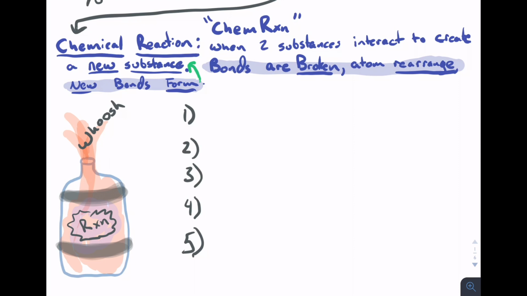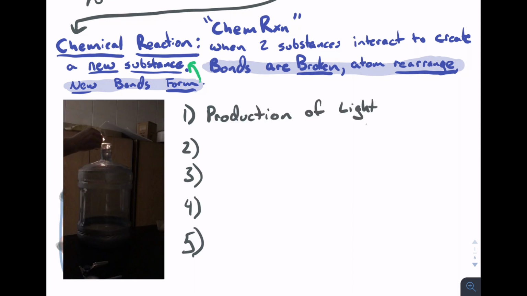And if you were in the classroom, you would have been able to smell that change, that we had created something new. So how do you know that a reaction is taking place if you can't actually see the atoms rearrange themselves? What we do is think back to what you saw during the whoosh bottle video there. You saw that light was produced. Okay, this is often an indicator that a chemical reaction is taking place.